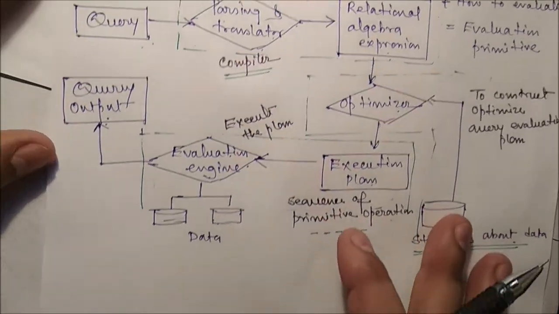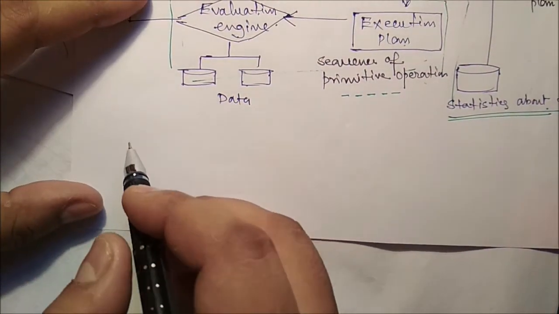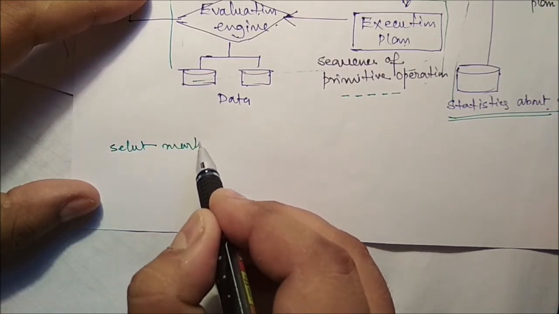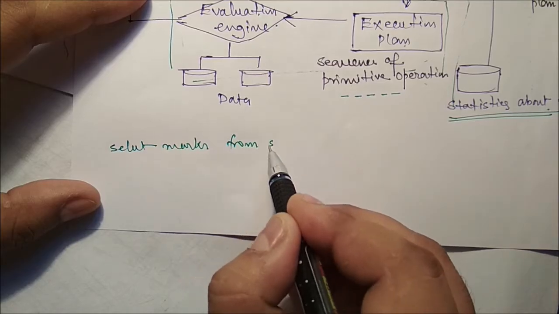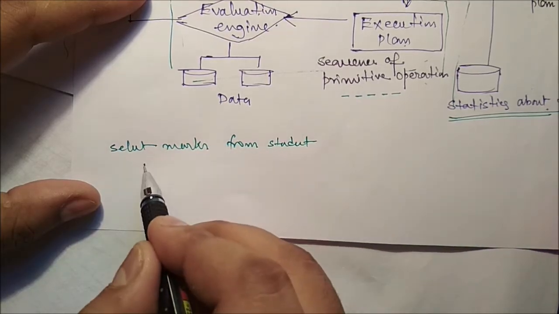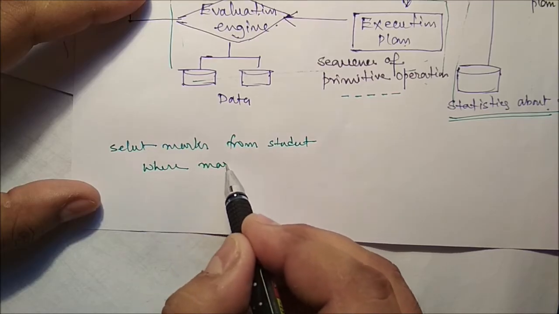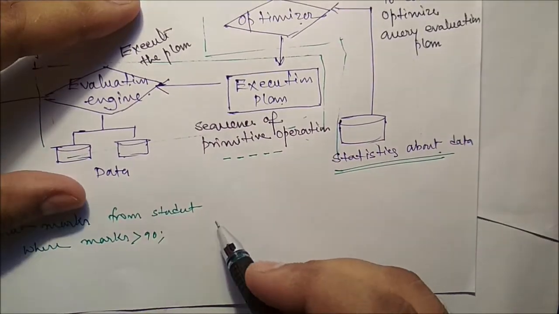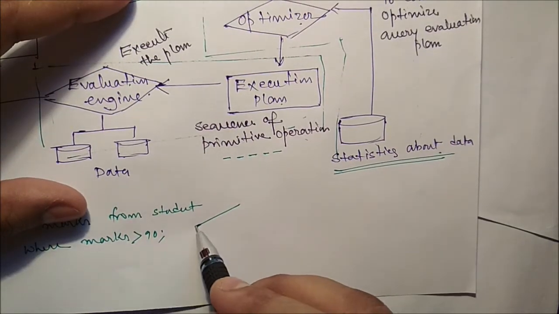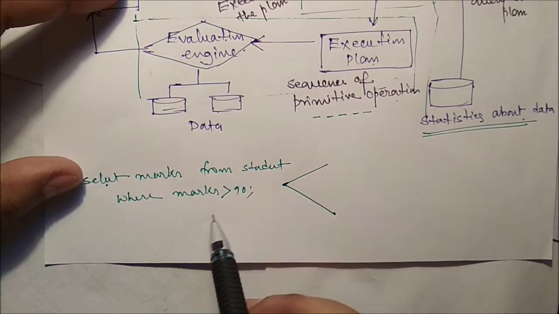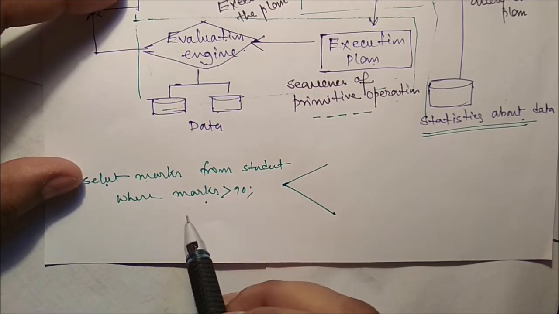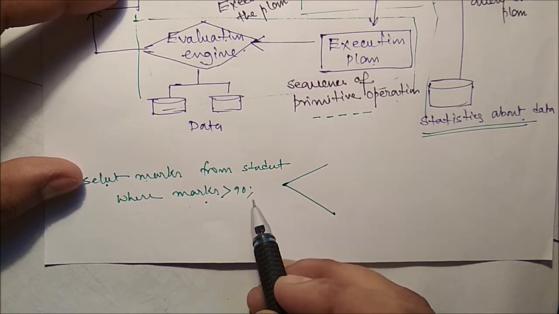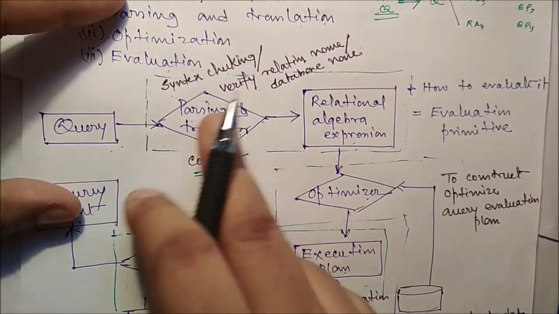So we can give one simple concrete example. Suppose one high level instruction is there, say select marks from student where marks greater than 90. First of all, it checks whether spellings are correct or not, whether the particular attribute is present or not, whether the student table is present or not, whether the syntax is correct, whether the semicolon is there or not. That is possible using parsing and translation.